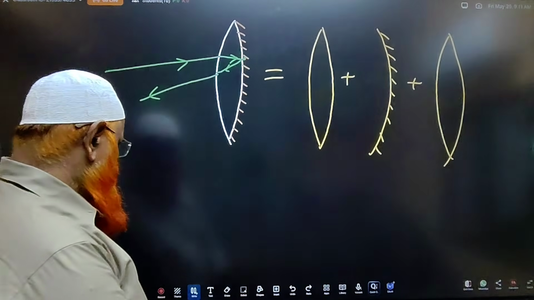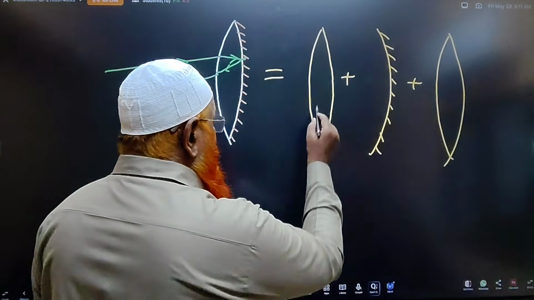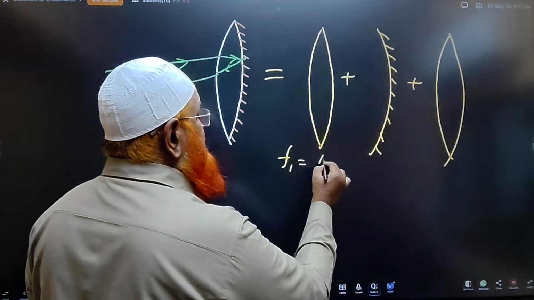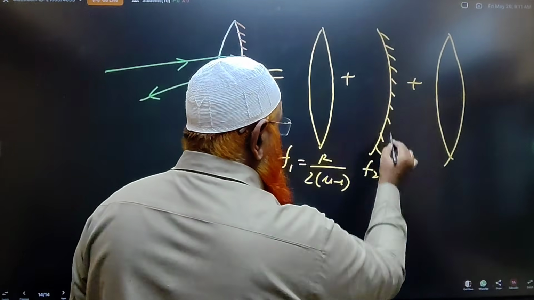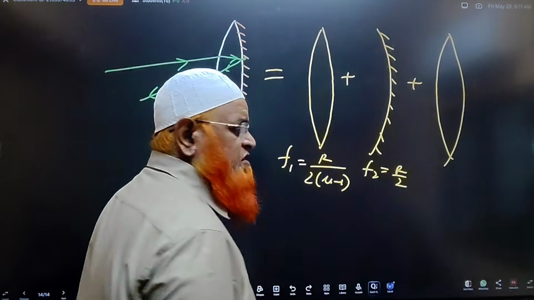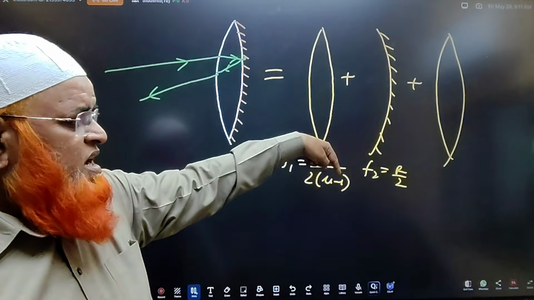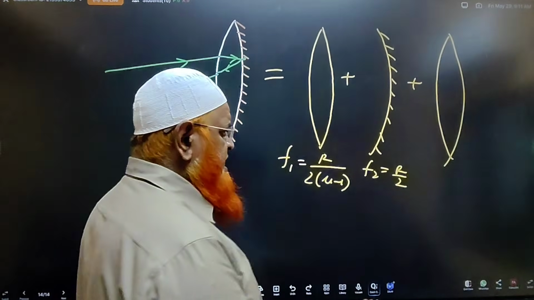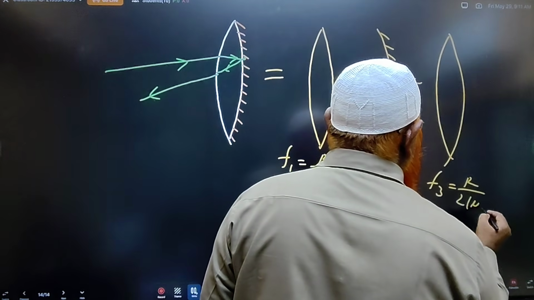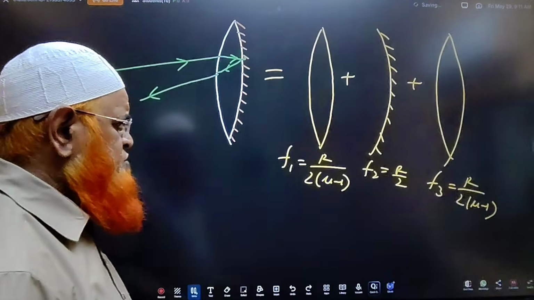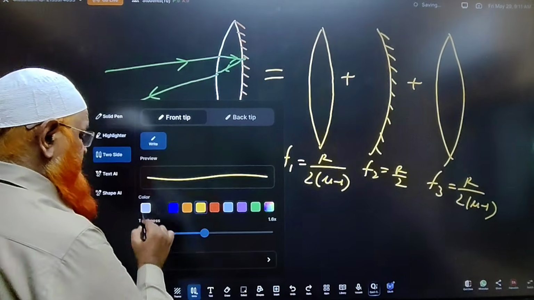So what is going to happen now? What is the focal length of the first one, which is nothing but r by 2(mu minus 1)? And what is the focal length of the curved mirror? It is just half of the radius of curvature. So the focal length of a curved mirror is half of the radius of curvature. The third one is again r by 2(mu minus 1). Now, how do you find out the net focal length in this case?